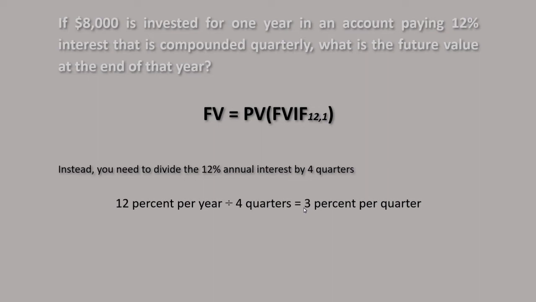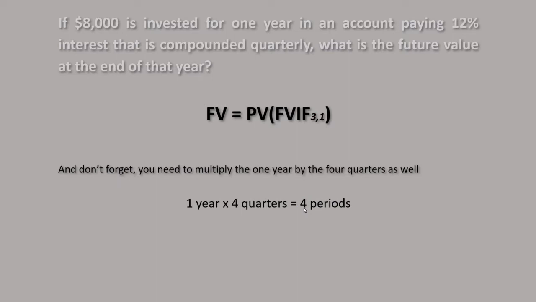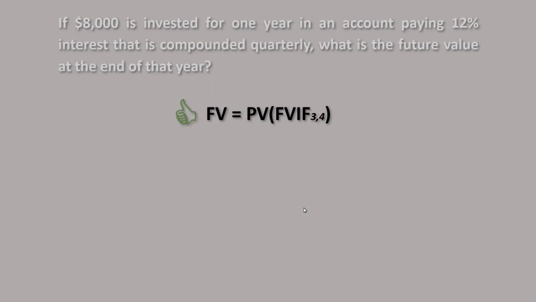However, here's what you actually need to do. Instead, you need to divide that 12% interest by 4 quarters. Okay, 12% divided by 4 quarters is 3% per quarter, just like we saw before. And don't forget to multiply the 1 year by the 4 quarters as well. So you've got 1 year, 4 quarters, that's 4 periods. So that is your formula. The FV equals PV times that factor.